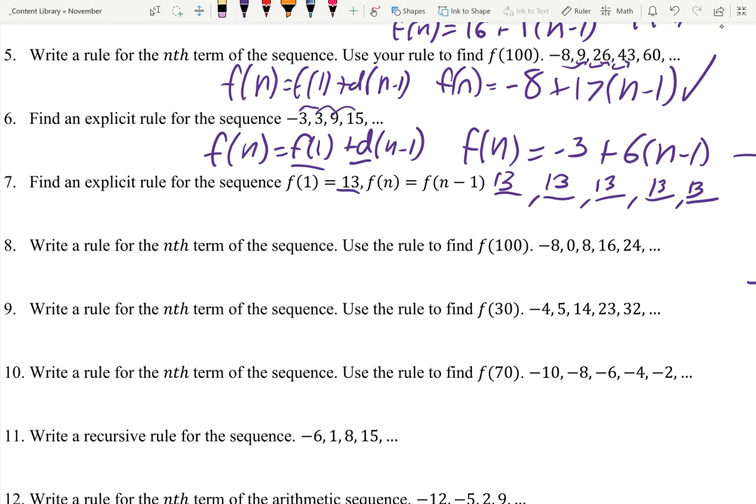So our sequence is literally just 13, 13, 13, 13, 13, which is fine because that makes our common difference just plus 0. We're adding 0 every time. And there's nothing wrong with it. It's just a little uncommon. You don't really see that a whole lot.